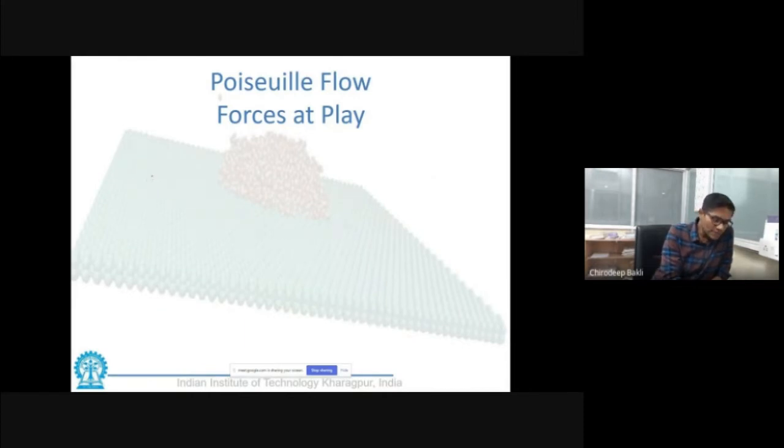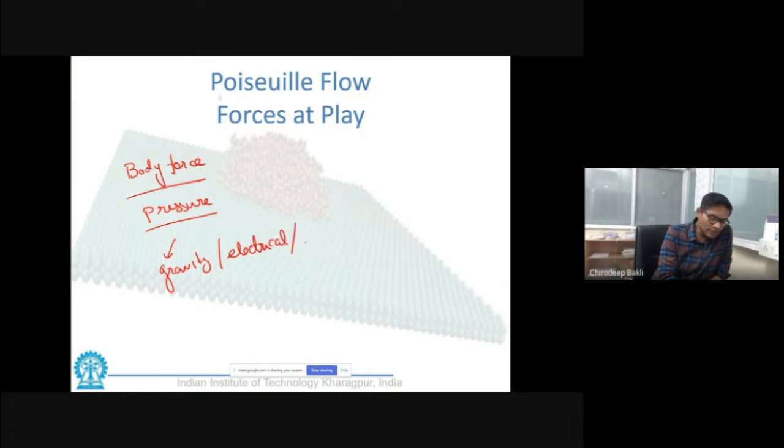One of the forces is the body force or the pressure. This pressure might originate from gravity or something like that. It might be electrical in origin, magnetic in origin, or something like that. So this is a force that operates on the bulk. The other force with which it competes is the viscous force.